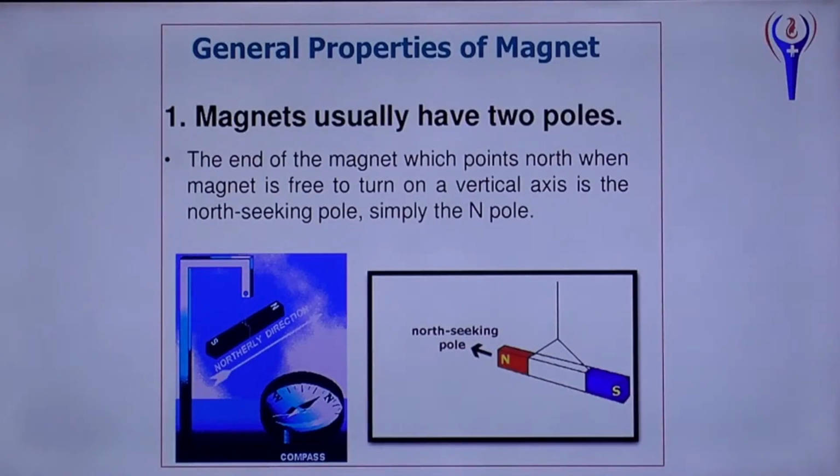Some general properties of magnet. First, to say what is a magnet or what is a magnetic substance. What are magnetic substances? Substances which are attracted by a magnet are called magnetic substances.